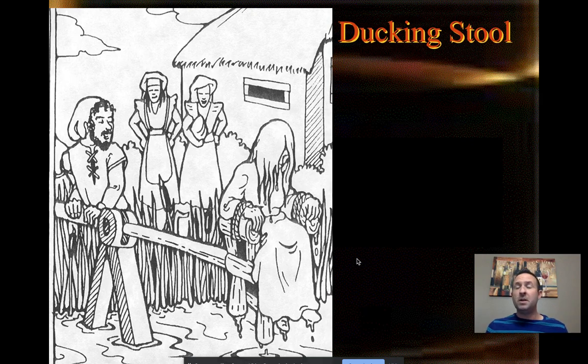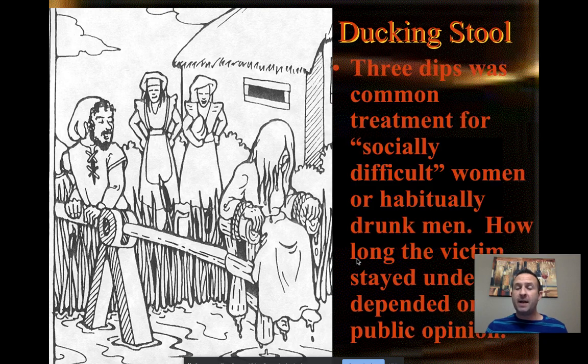Ooh, the dunking stool. The ducking stool. This is a fantastic device designed often to figure out if you're a witch or not. So, three dips was common treatment for socially difficult women or habitually drunk men. And how long you're actually held under the water as it seesaws depends on public opinion.